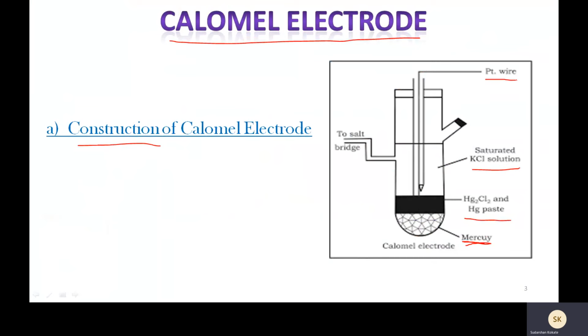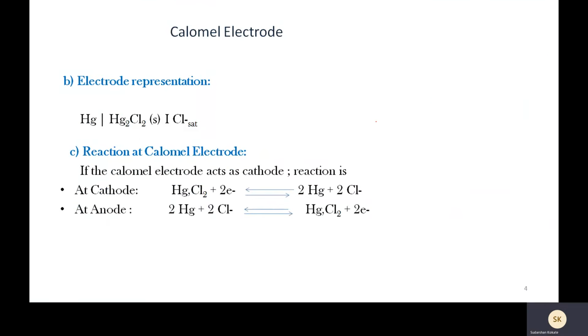The calomel electrode is most widely used as a secondary reference electrode due to its easy preparation and consistency in potential. The construction is very simple. It consists of a narrow glass tube, at the bottom of which mercury is placed. Above it is mercury plus mercurous chloride paste, and the remaining portion is filled up with saturated KCl solution. At the center, a platinum wire is inserted in order to make the electrical connection.